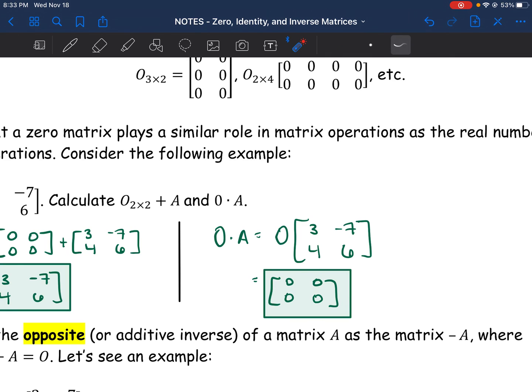So notice that when we take a scalar multiple 0, multiply it to any matrix, we're just going to get a zero matrix in return that has the same dimensions as that matrix A that we multiplied by. Much like how in real numbers, if we take the number 0 and multiply by a number, we're going to get the number 0.